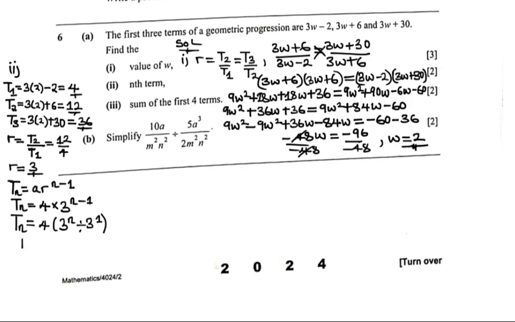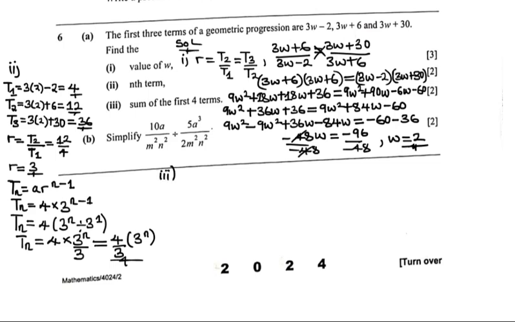So this can be further worked out as follows. T subscript n is equal to 4 multiplied by 3 to the power n over 3. So 3 to the power 1 is the same as 3, and over is the same as division. So this can be written as 4 over 3 in brackets 3 to the power n. So this here is the nth term formula. Going to Roman numeral 3.